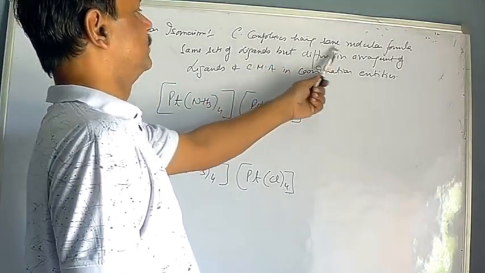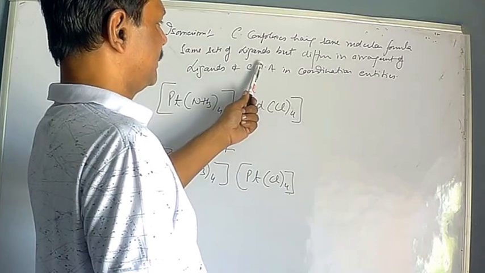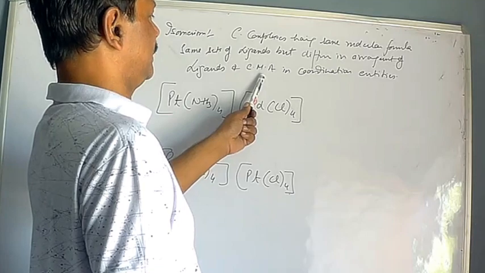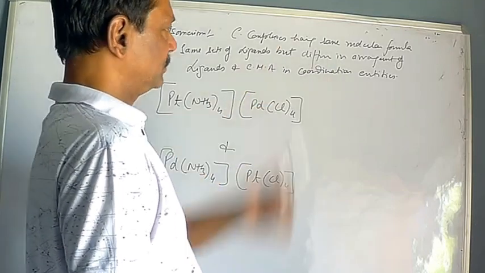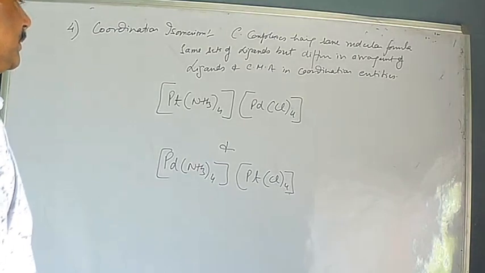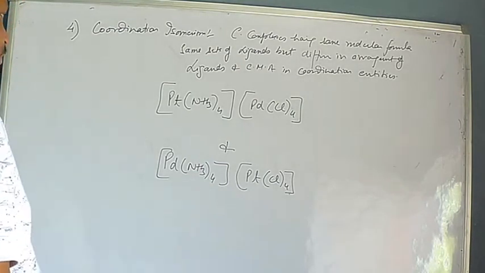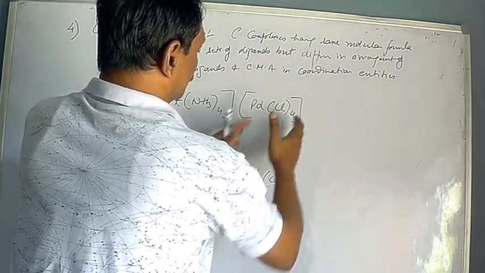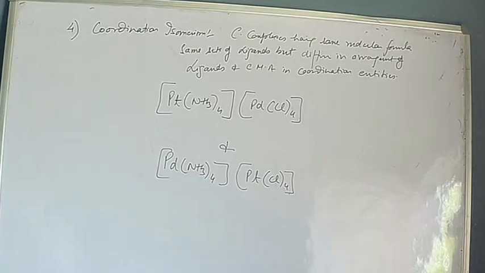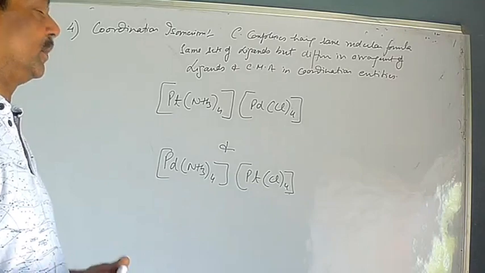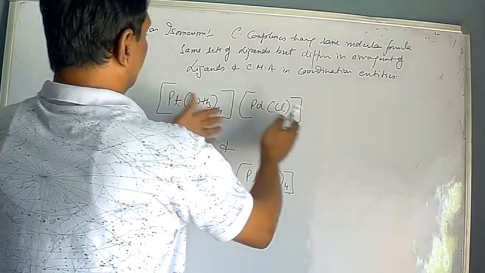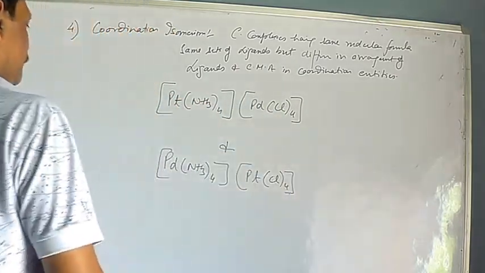Coordination complexes having the same molecular formula and the same set of ligands, but differing in the arrangement of ligands and CMA in coordination entities. Class, there are two examples over here. These are special types of coordination complexes where we find one is a cationic species and the other is an anionic one. Till now you have been doing either cationic or anionic species, either cations enclosed under the coordination sphere or anions enclosed under the coordination sphere. But here we find that both cationic and anionic parts are present along with each other.